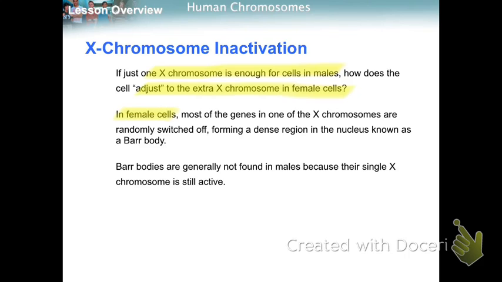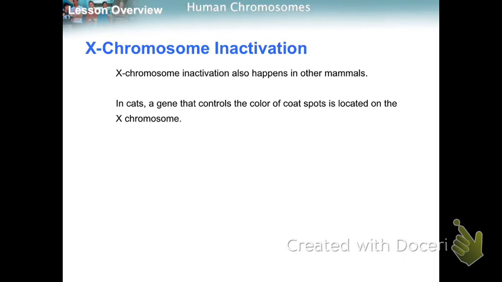In the case of females, most of the genes in one of the X chromosomes are randomly switched off. It's called a Barr body, the dense region in the nucleus that's this inactivated X chromosome. And these aren't found in males because males only have 1 X chromosome and it needs to be active and working in order for them to survive.